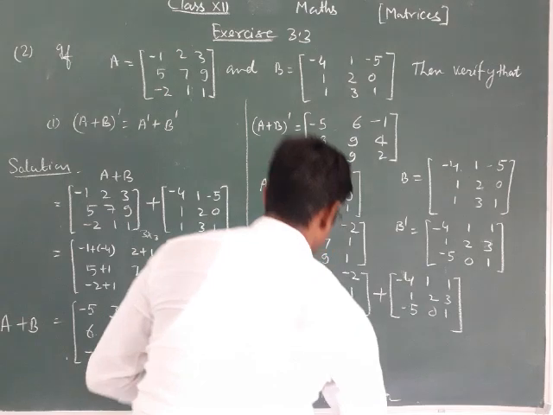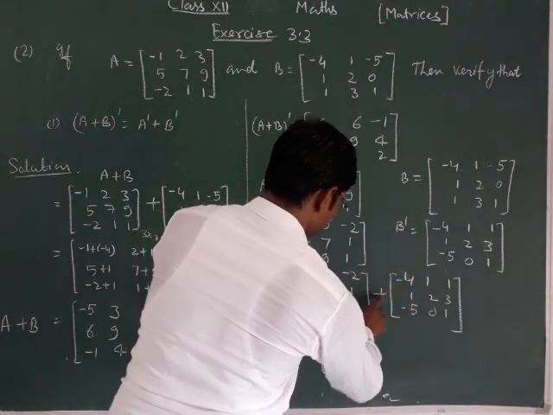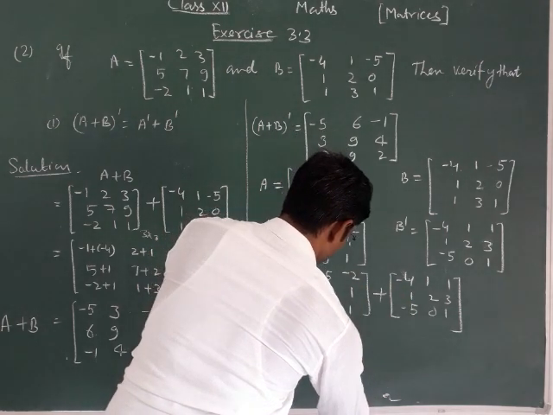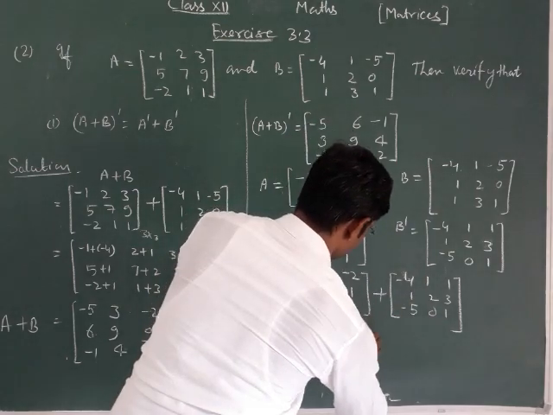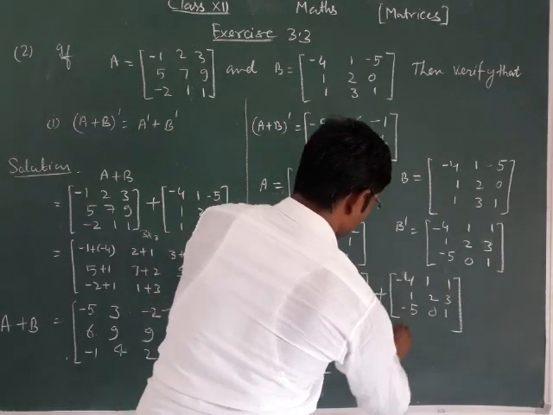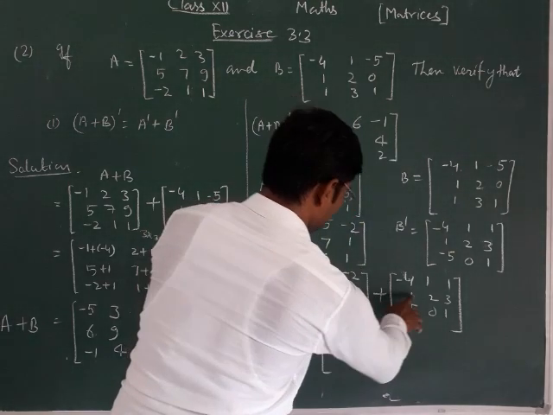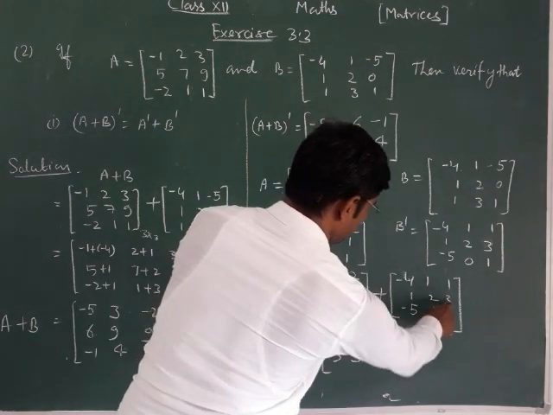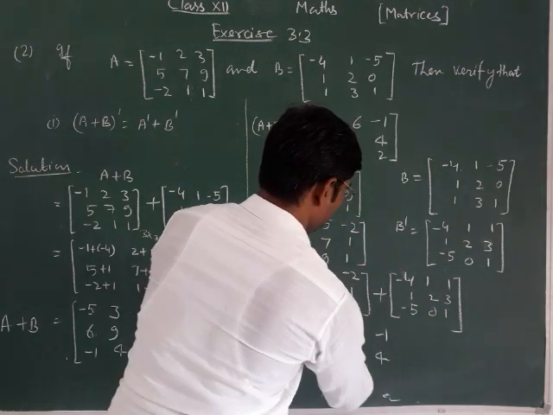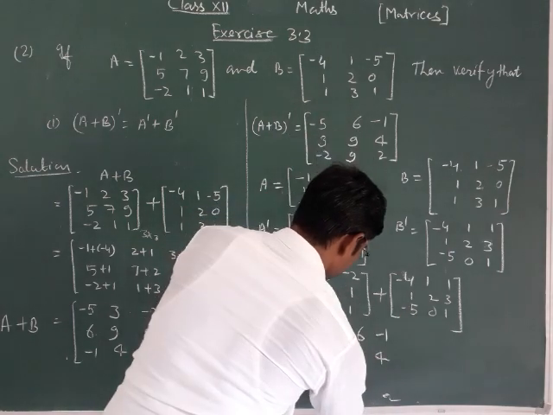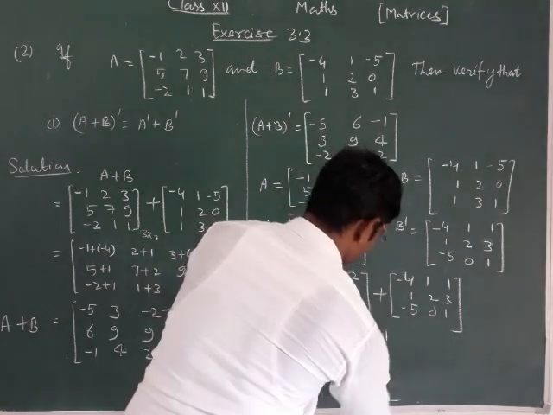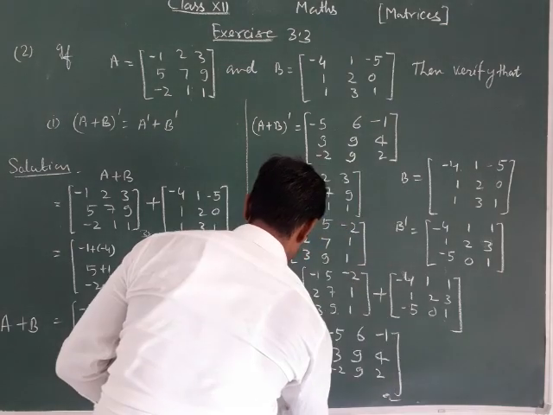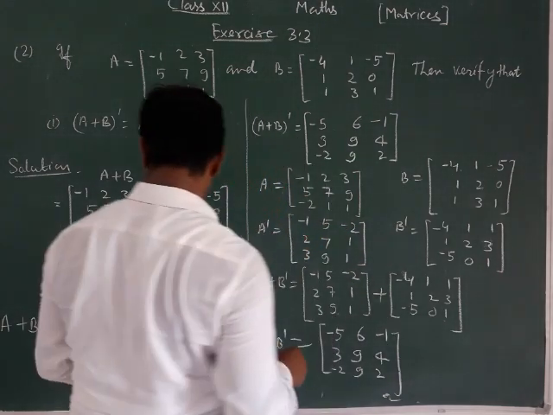So now minus 1, minus 4, this is plus minus, so minus 1, minus 5, 4, minus 5 and 5 plus 1, this is 6, and minus 2 plus 1, minus 1, and 2 plus 1, this is 3, 7 plus 2, this is 9, 1 plus 3, this is 4, and 3 minus 5, this is minus 2, and 9 plus 0, this is 9, and 1 plus 1, this is 2. So this is A dash plus B dash.